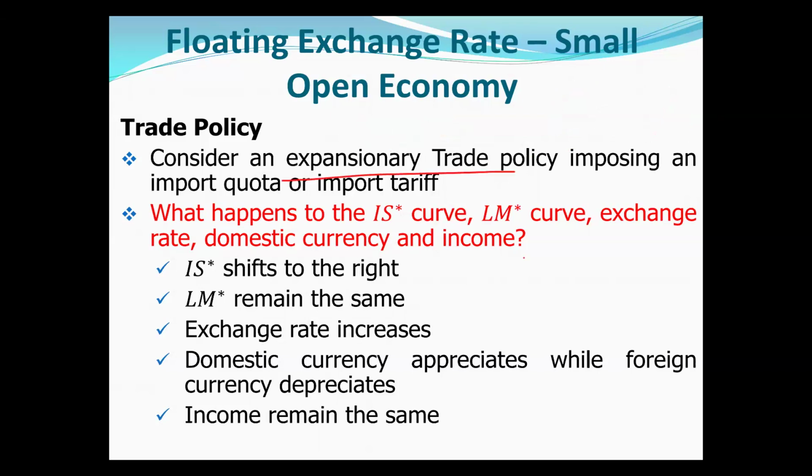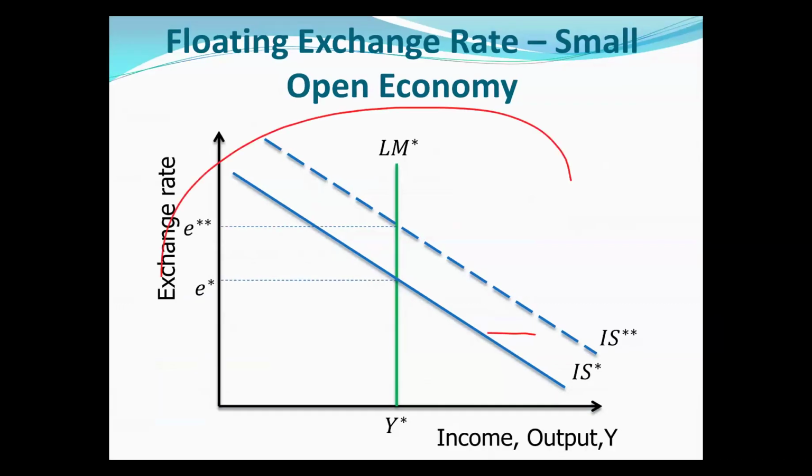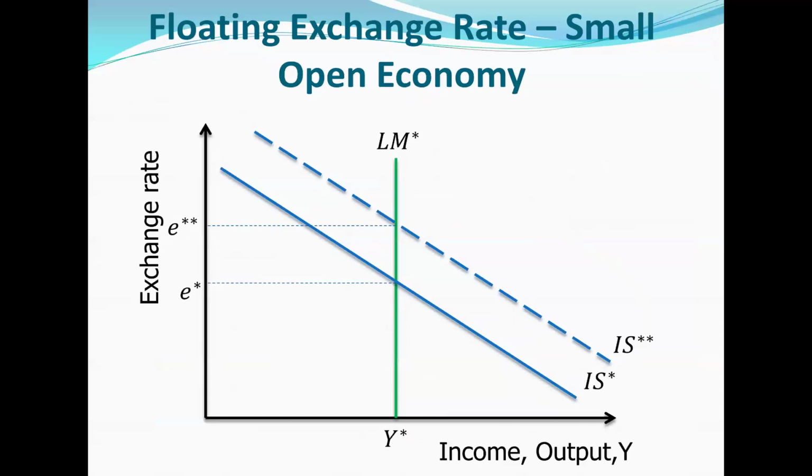Imagine we have an expansionary one. Then the IS will shift to the right. The LM will remain the same. Exchange rates will increase upward. Your domestic currency appreciates if your exchange rates increase upside. Then income will still remain the same. So in short, in the open economy, income has been remaining the same throughout, right? No confusion is needed anywhere. So this is a graphical representation of this. Okay. You got it?